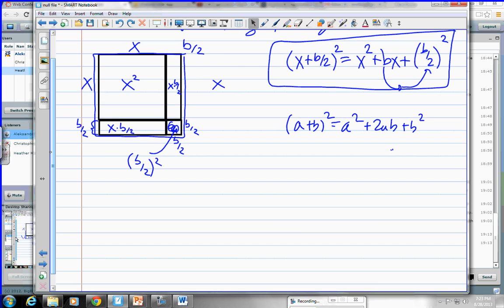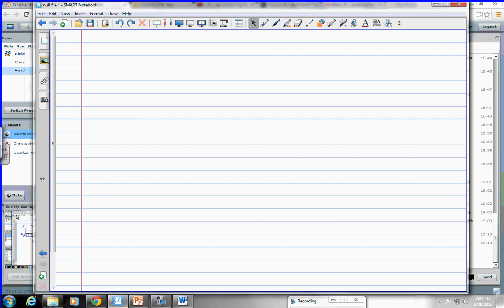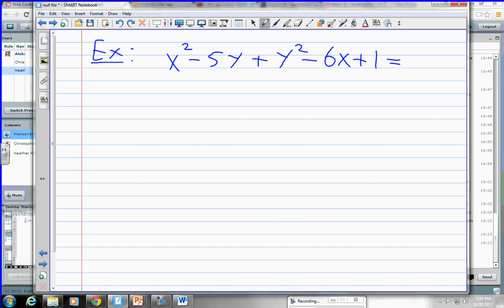So let's do another one. Let's do another problem, another example. We can just make one up. We can throw fractions in there. Do we need that for the full enjoyment? No fractions? Okay, no fractions. x squared minus 5y plus y squared minus 6x plus 1 equals 7.